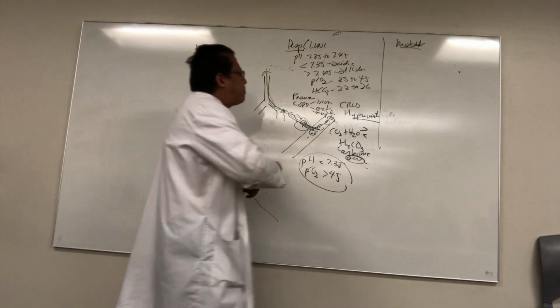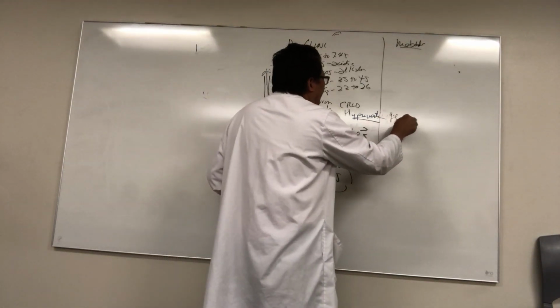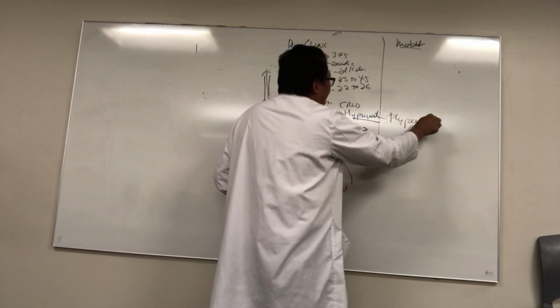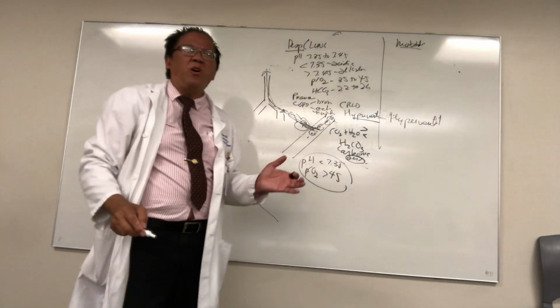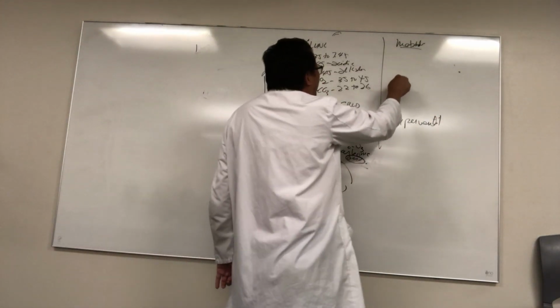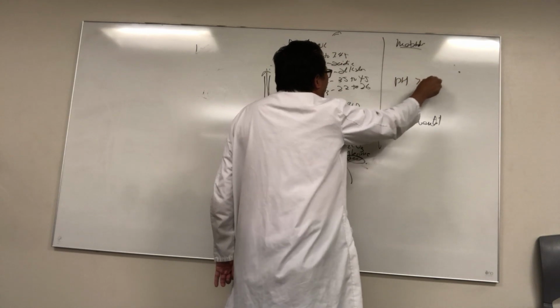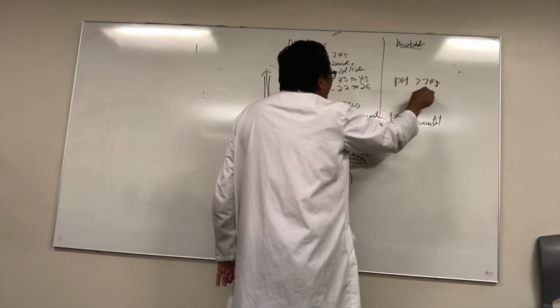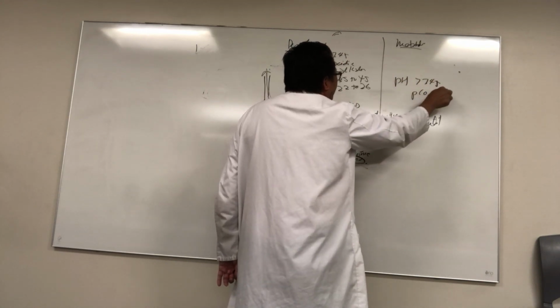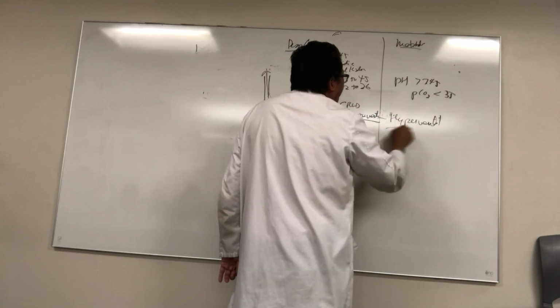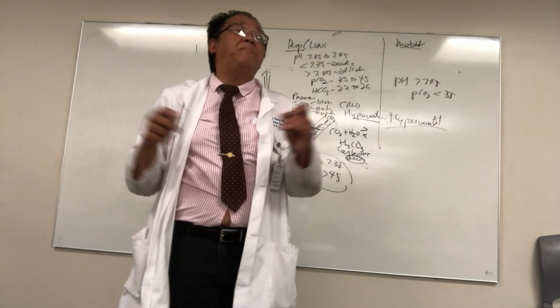What is the opposite of hypoventilation? Hyper. I'll give you a clue. So you would expect the pH here to be what? Greater than 7.45, and the PCO2 levels will be less than what? 35. Why? When you hyperventilate, give me an example.